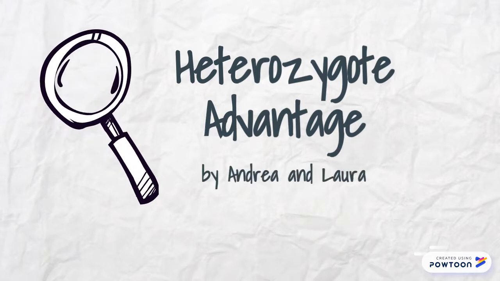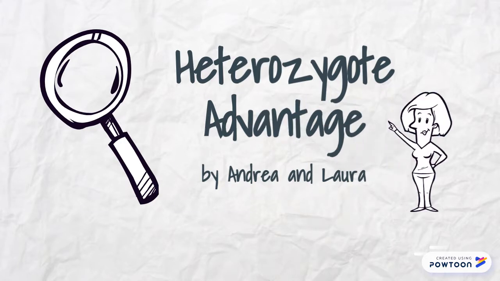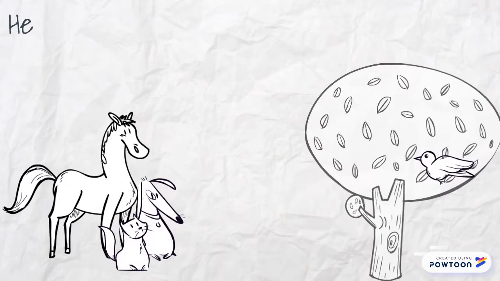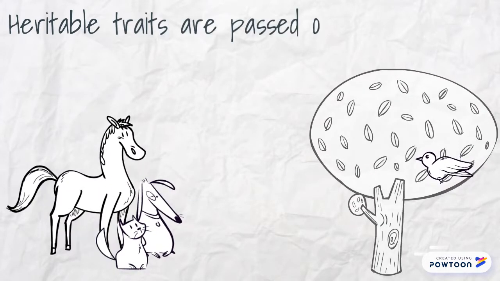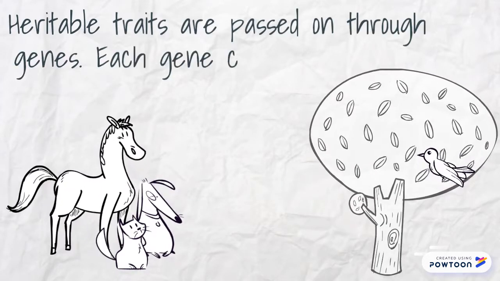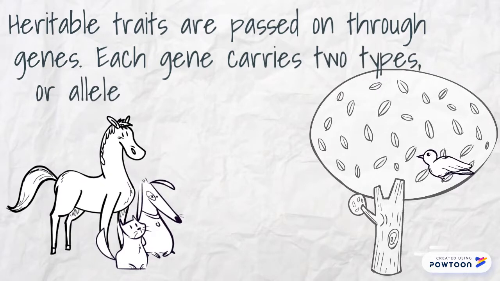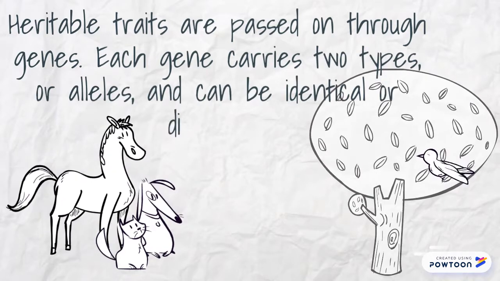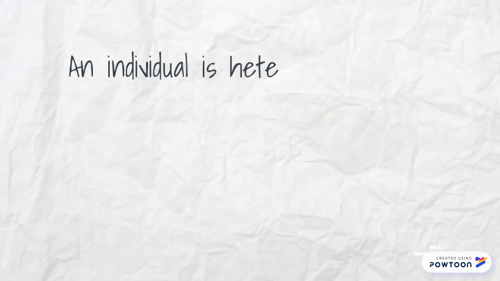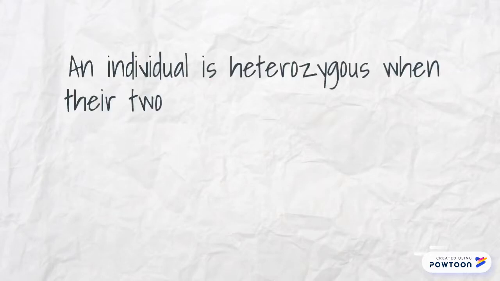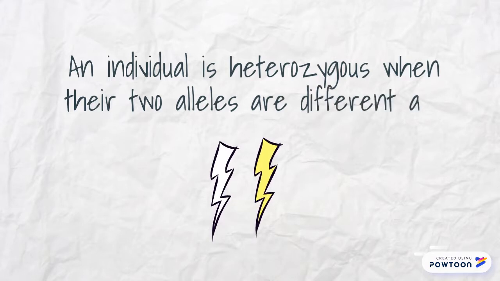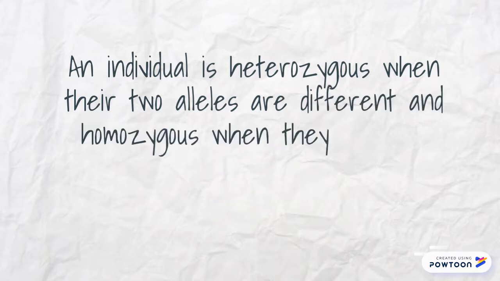Today we'll discuss the heterozygote advantage. But first, some background information. Heritable traits are passed on through genes. Each gene carries two types, or alleles, and can be identical or different. An individual is heterozygous when their two alleles are different, and homozygous when they are the same.